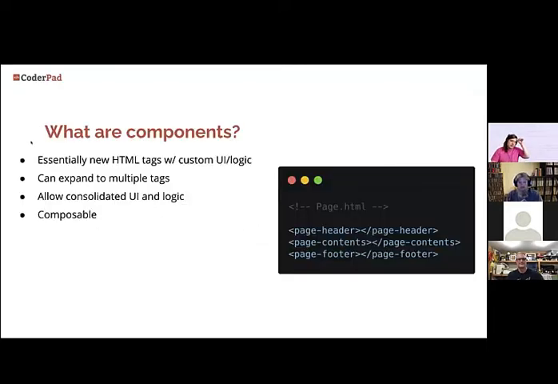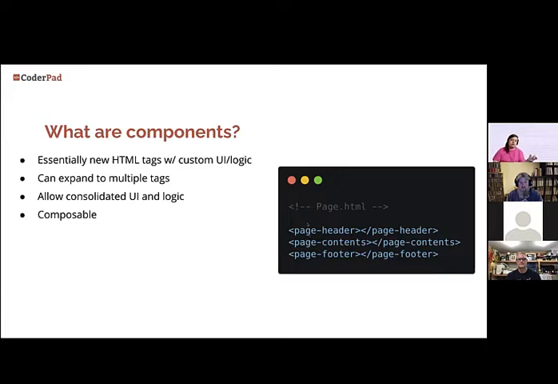So let's start by answering a super simple question: what are components, right? If you use React, Vue, Angular, you're probably already familiar with these concepts. But the idea is basically creating new HTML tags with maybe some custom UI or logic, right? So like here, you could break down a page.html file into page header, page content, page footer, right? Those are really big components that might have multiple tags inside of them. So page headers might have a nav link, and then inside that nav, you might have multiple A tags. So they can be expanded.